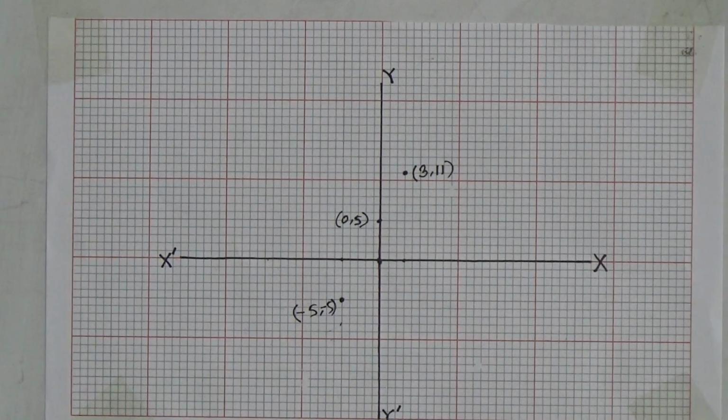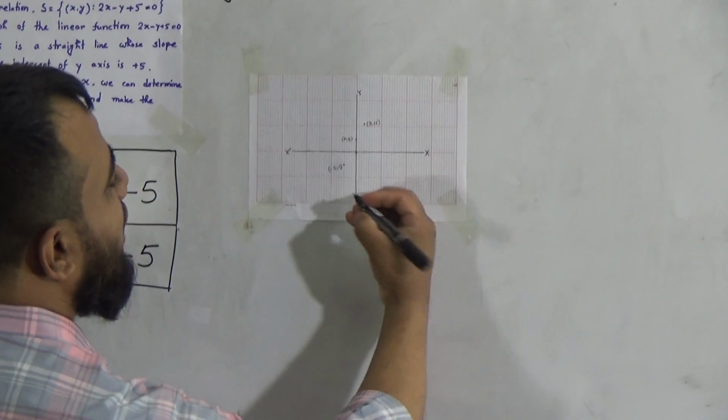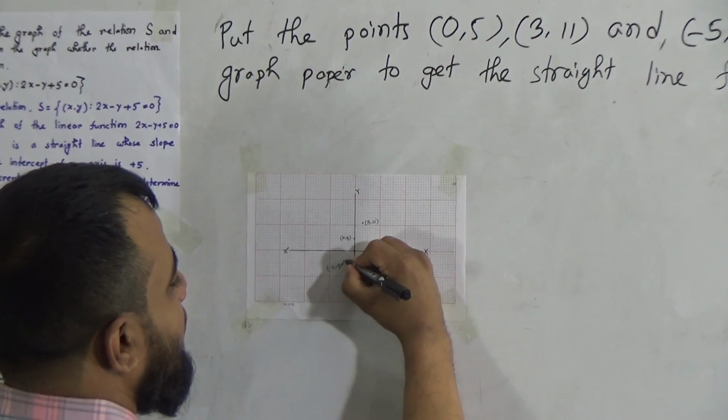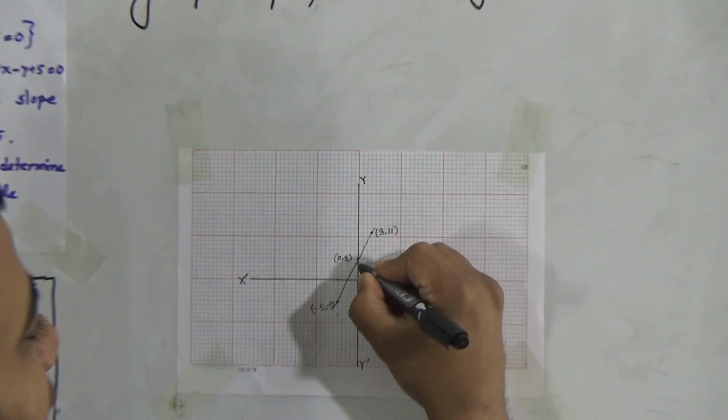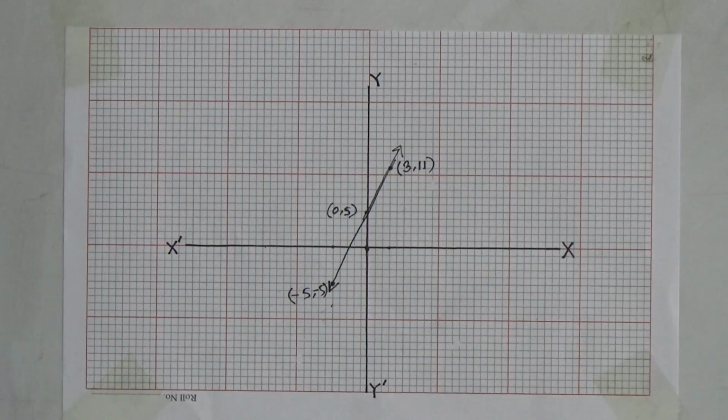Now we have these 3 points, my dear students. After that, we should join these 3 points with a scale, or we can also use free hand writing. We can also draw this. We should join these 3 points and draw this line. This is a straight line.